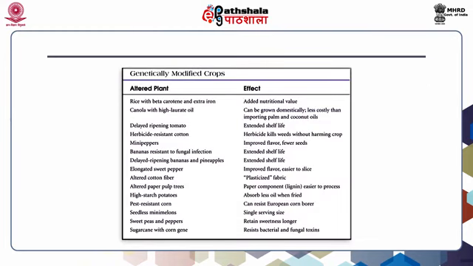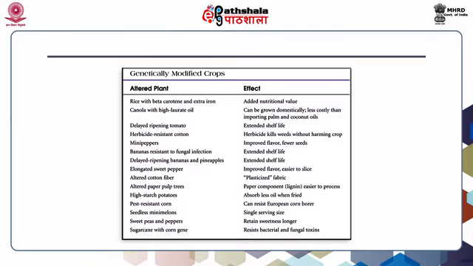Genetically modified crops. Altered plants, for example, rice with beta carotene and extra iron, can be developed through recombinant DNA technology. This has added nutritional value. Other kinds of altered plants prepared with recombinant DNA technology include canola with high laurate oil, which can be grown domestically and is less costly than importing palm and coconut oils.